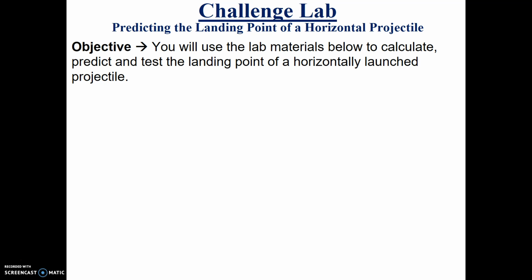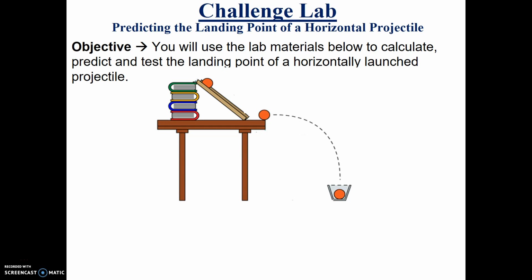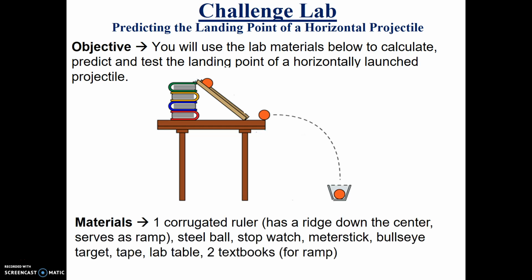The objective of the lab is you're going to use lab materials that I have below to calculate, predict, and test the landing point of a horizontally launched projectile. Here's the experimental setup and the materials that you are going to get. You're going to get one corrugated ruler. Here's the ruler, and it's going to act as basically the ramp. A corrugated ruler is just a ruler that has a ridge down the center, and this ridge is what the steel ball rolls down so that it stays on the ruler. It'll stay in this ridge.